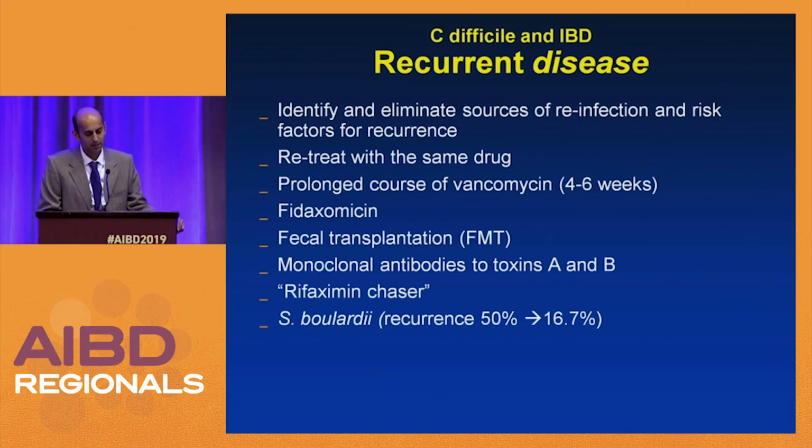For management of recurrent disease, it's important to eliminate sources of reinfection, retreat with the same drug, possibly, but again, if your first line was vancomycin and this person has recurred, you may want to consider Fidaxomicin given its lower recurrence rate. Studies have looked at prolonged courses of vancomycin for 4 to 6 weeks. Fecal transplantation, which I have on the next couple of slides, is really something we should be thinking of up front in people who've had multiple recurrences of C. diff infection, and there are a number of other treatments as well that I've listed there.